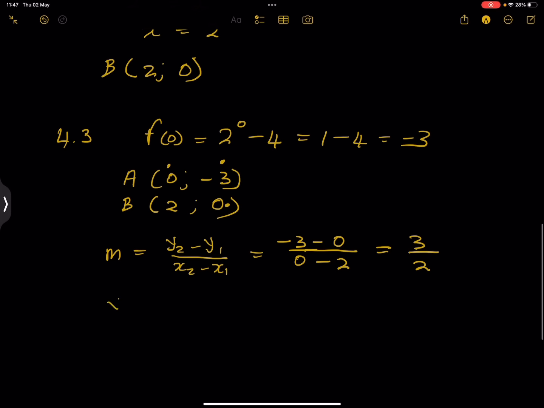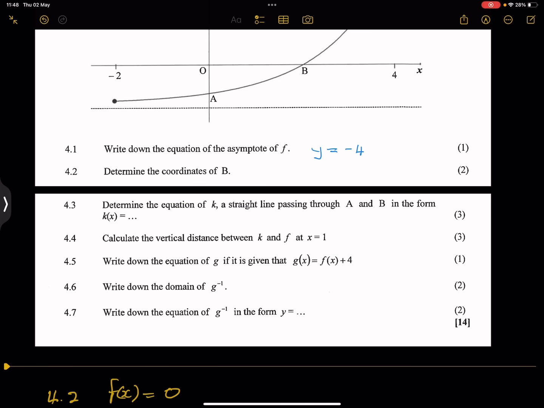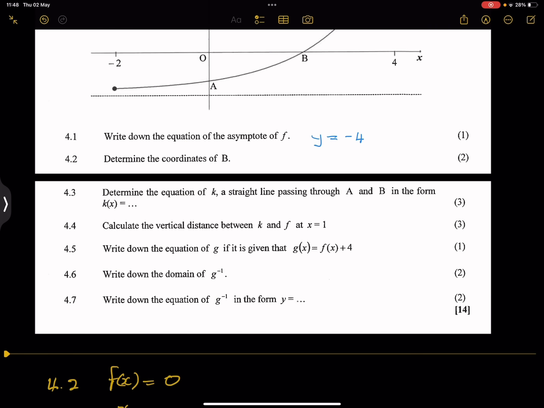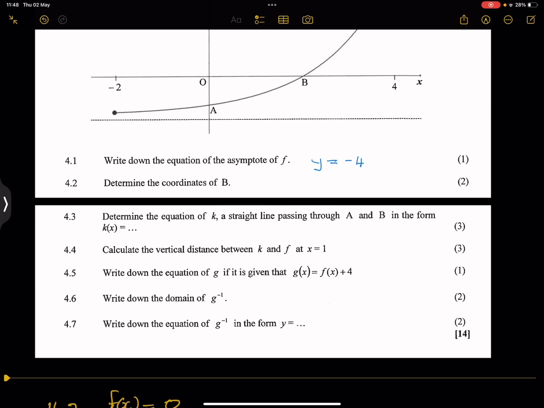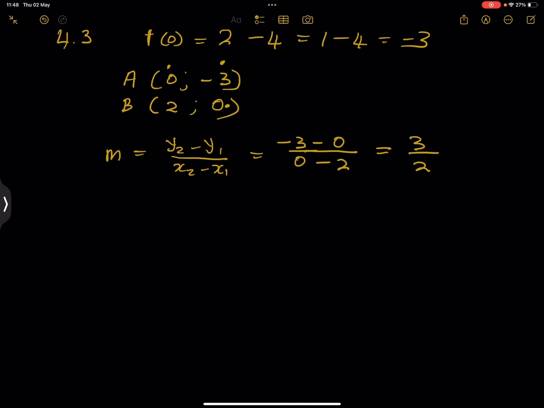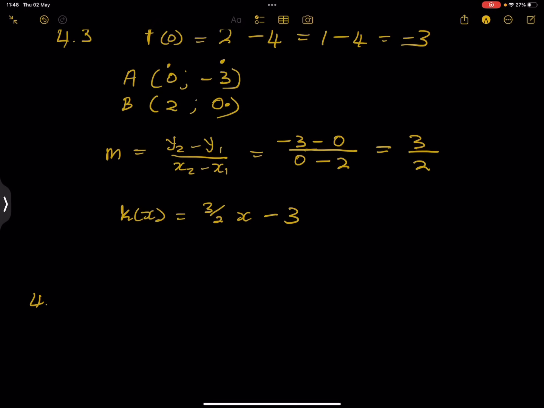Now, I want you to note, they said we must write it in the form k of x, right? So do you agree with me that A would also be the y-intercept of that graph? Because it would be passing through A and B, right? So A would be the y-intercept, and we know that A is minus 3. So which means k of x would be equal to 3 over 2 x minus 3. Okay, so that is our equation for k of x. All right, now let's go on to the next one.